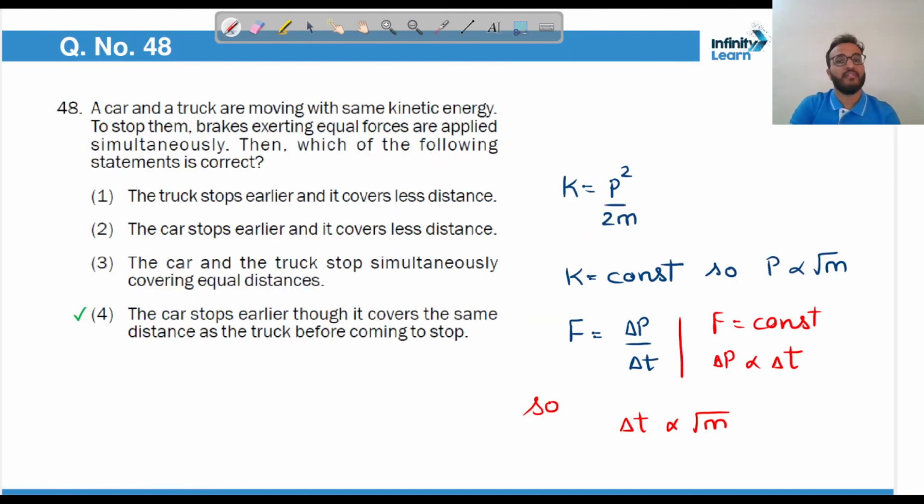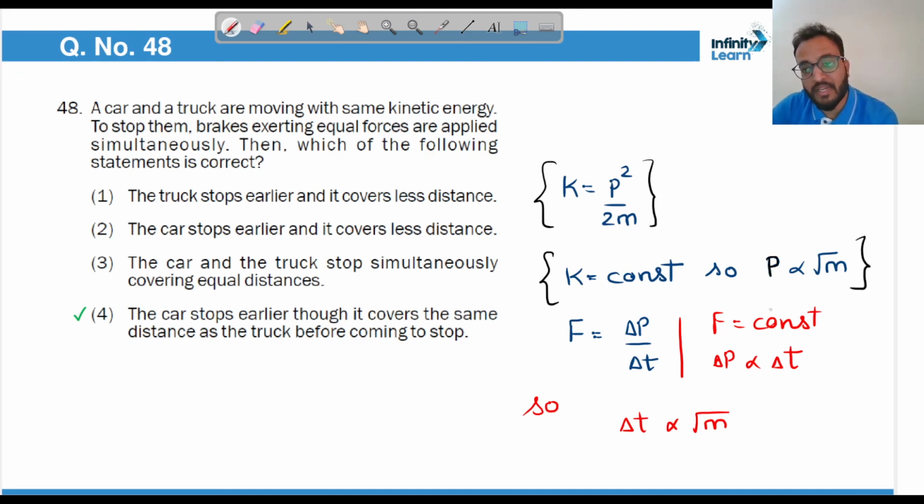Okay. 48. See, they have given us a car and a truck moving with the same kinetic energy. To stop them, brakes exert equal forces. So kinetic energy is the same and forces are the same. But we know that the truck is heavier, right? Now, which one will stop first? See, kinetic energy is p square by 2m and kinetic energy is constant, so p is directly proportional to root over mass. That means greater mass will have greater momentum.